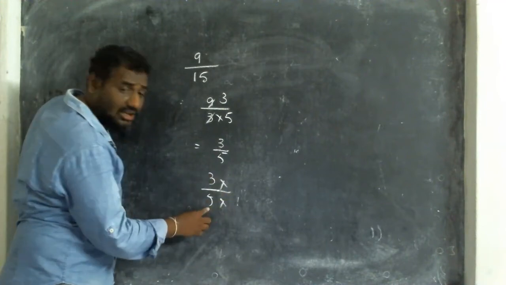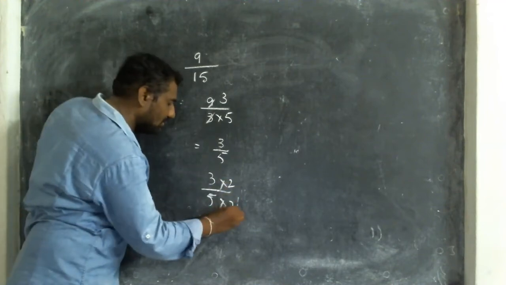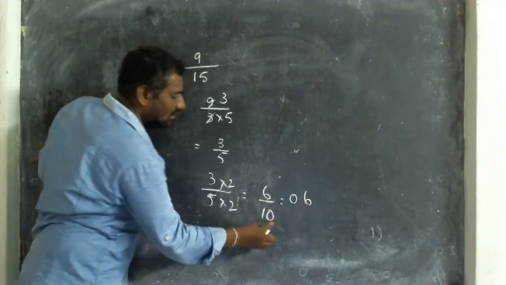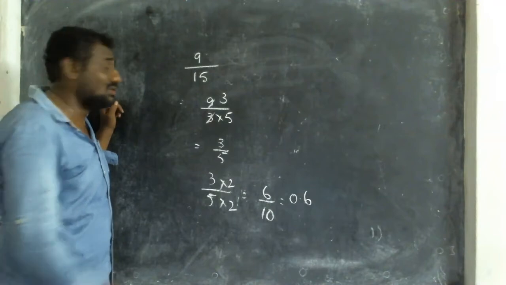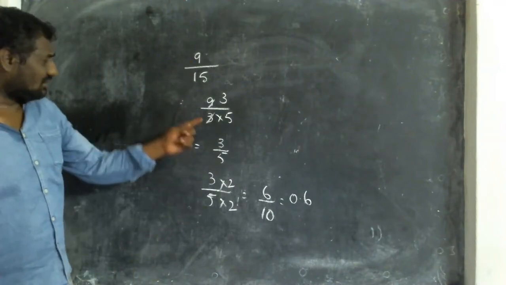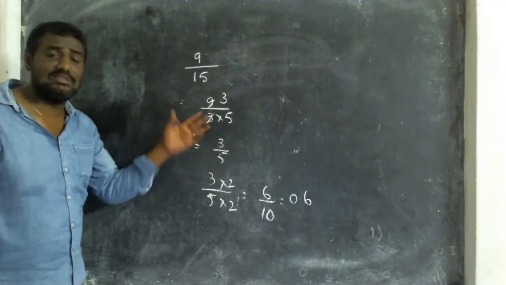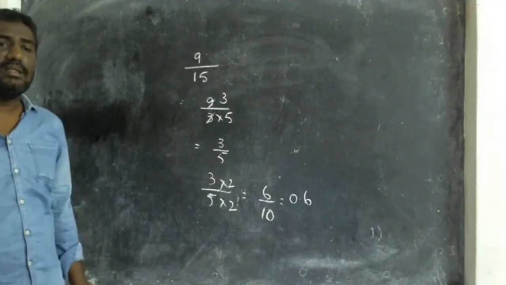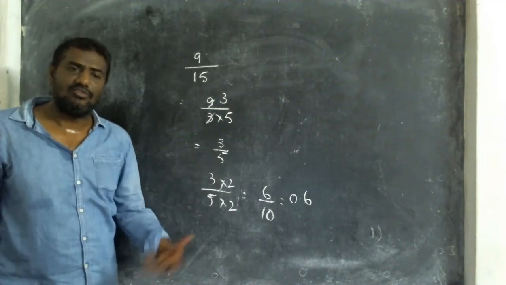How many 5s are here? 1 5. So how many 2s must we have? 1 2. 2 by 2. 6 by 10. We can write as 0.6. So like this, confusing problems also they will ask you. So first you convert: 3 ones are 3, 3 fives are 15, so the 3s we can cancel. If we cancel, our 3 is going away. When our 3 has gone, what is the remaining? 3 by 5. So now if you observe, the denominator is in the form of 5 powers.